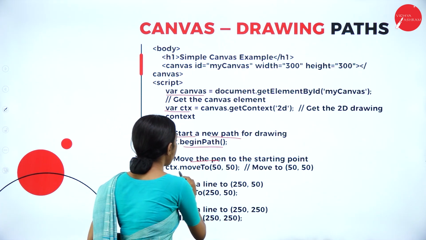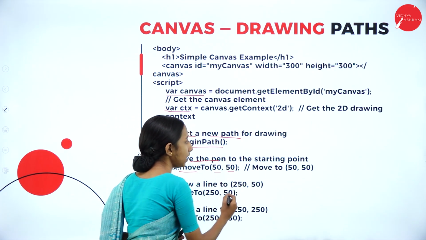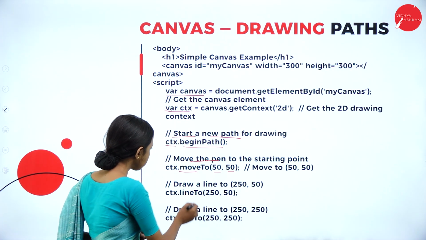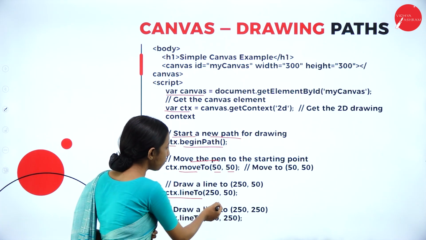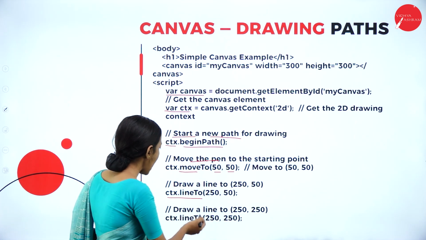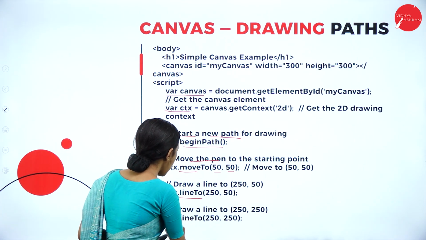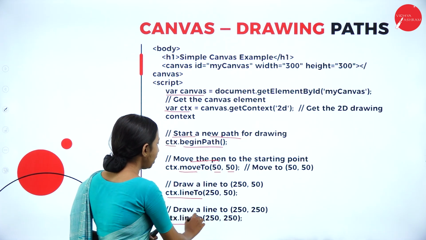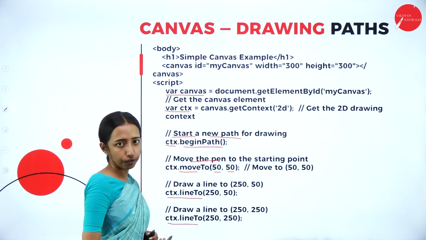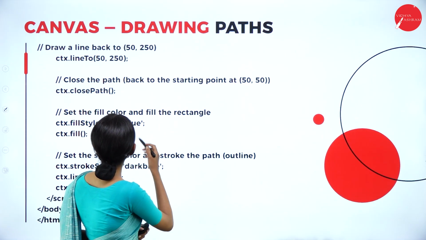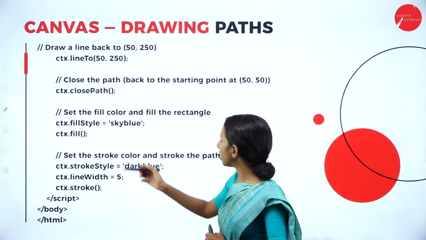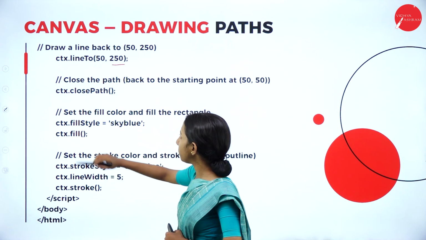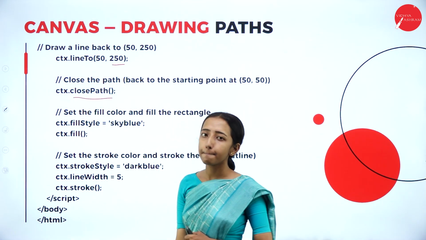So here it will move to 50 and 50, the x and y we have given. And here line to, the second point is 250 and 50. And the last, here you can see another line to, that is 250 and 250. And here draw the line back again, we have given 50 and 250. And last, close the path.